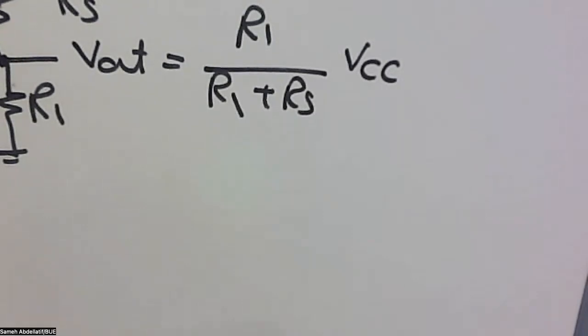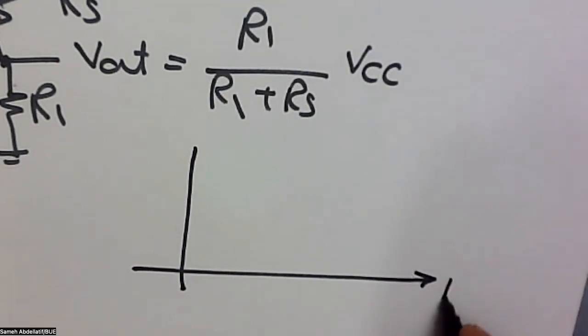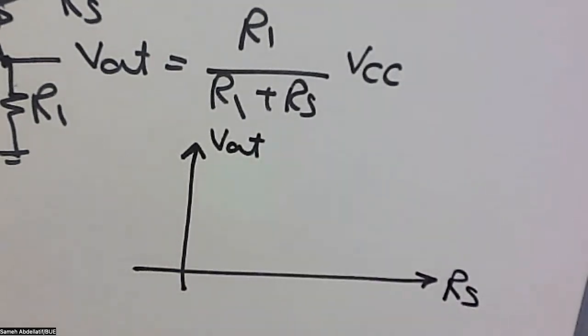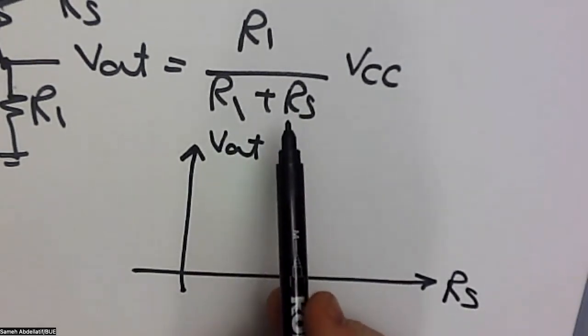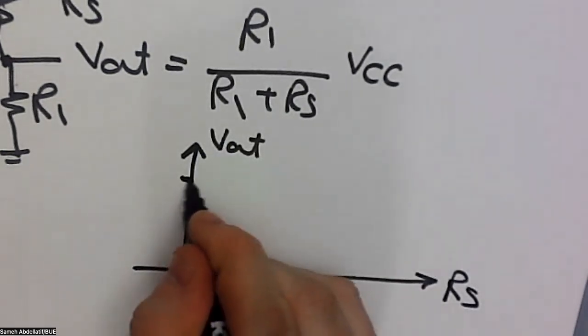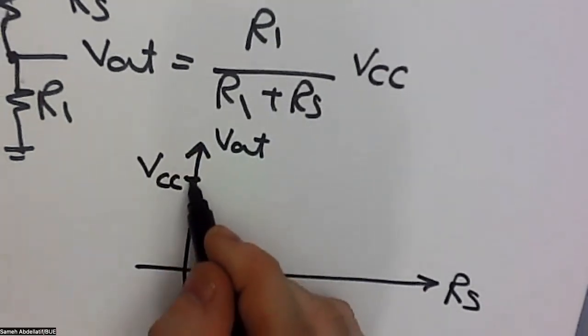So if I consider that this is RS and this is V out, which is simply the input and the output of this relation, and I need to plot a transfer function representing V output against RS, simply I can substitute for RS. If RS is equal to 0, that means V output will be equal to VCC. And alternatively, if RS tends to infinity, V output will tend to 0. So we will have something like that.